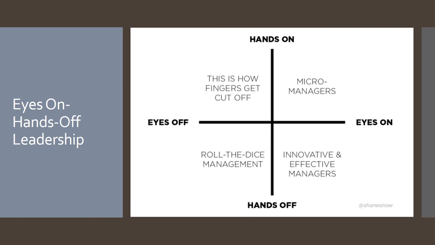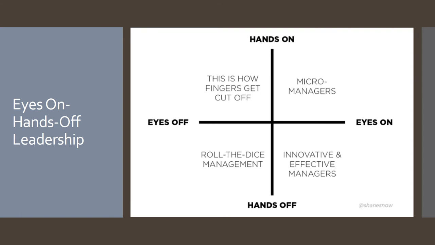And I've got here, this is how fingers get cut off, and it's true, you know, because you're not paying attention. Your hand's on, but your eyes are off. You're not paying attention to what's happening. Then you have leaders that are hands-on and eyes-on. And you'll notice I've written here, they're micromanagers. There are people that have to have their hands in everything. They've got to make sure that they're involved in every decision, no matter how trivial or how menial, and they're watching everything you do. They're micromanaging you. And the problem is it doesn't work very well.